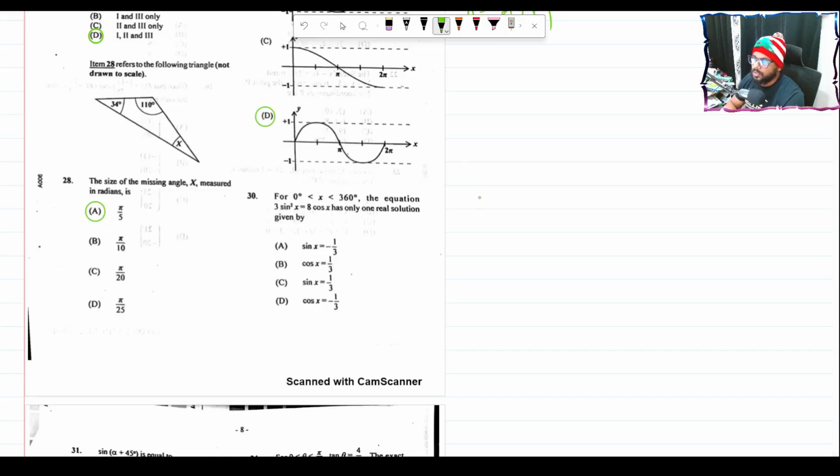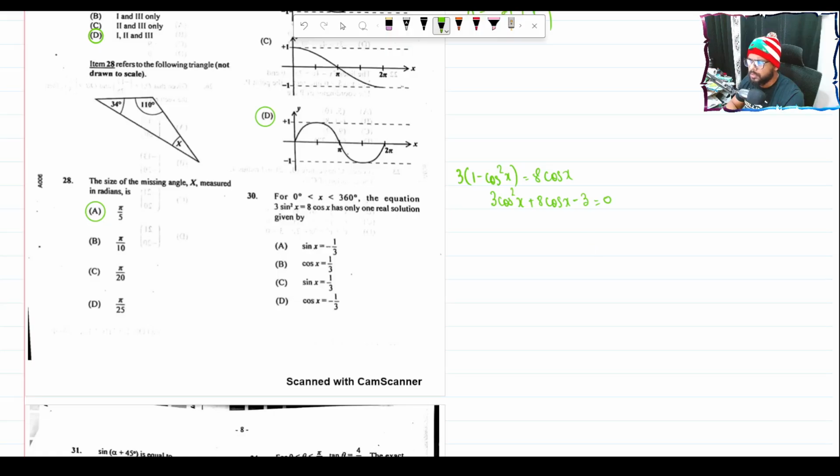Sine squared x is 1 minus cos squared x. 3 into 1 minus cos squared x is 8 cos x. I'm moving everything across on the right hand side. So I'll get negative 3 cos squared x moving across. I get 3 cos squared x plus 8 cos x. Move the 3 across. I get minus 3 is equal to 0.